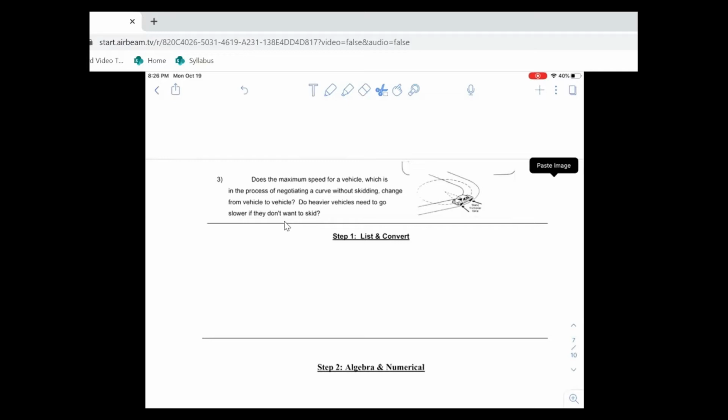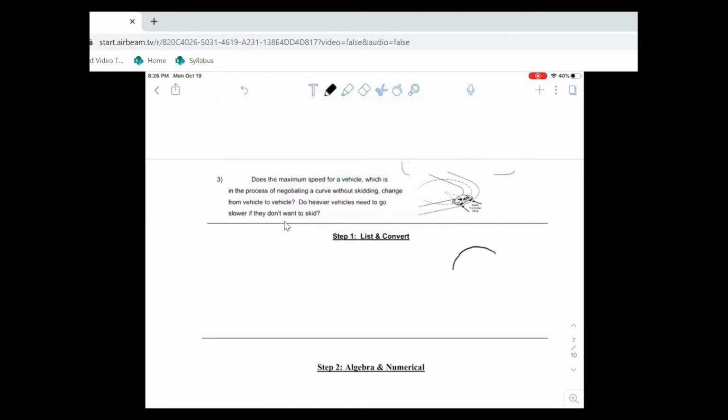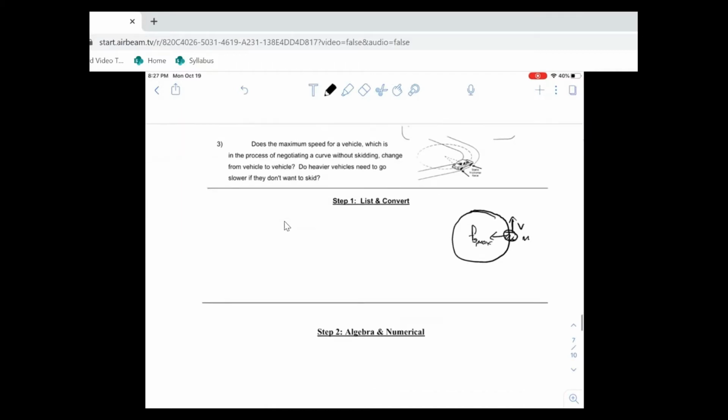I'm going to draw this out on the side because we need to come up with a force diagram for this. It's going to be circular motion. This is moving at this speed, so there's going to be a centripetal force acting on it. This is going to be the static frictional force. As soon as you maximize the static frictional force, this thing is going to go into a skid. So what is the maximum speed at which you can negotiate a curve? There are no numbers involved, so we're just going to come up with a mathematical expression for this one.